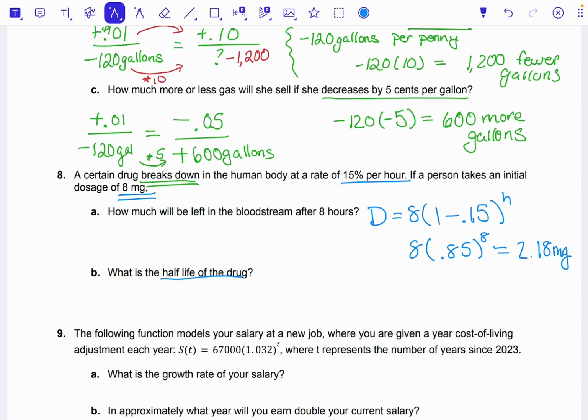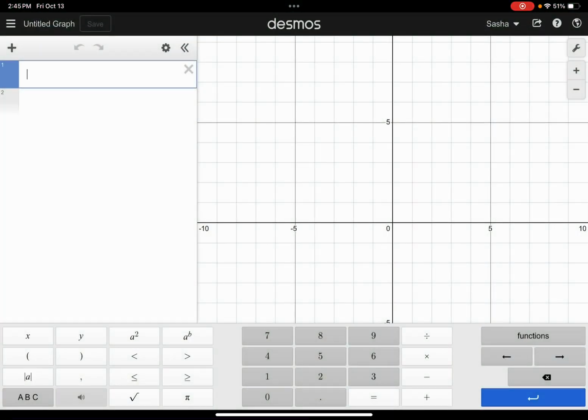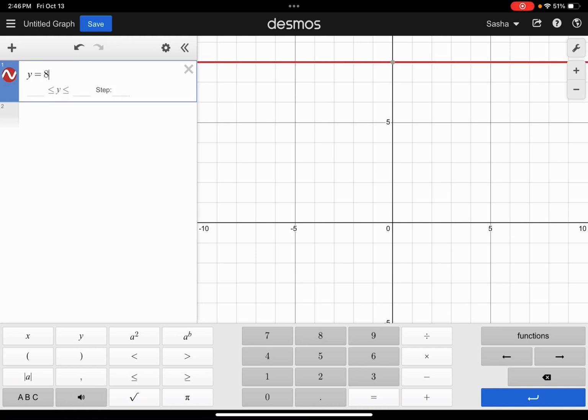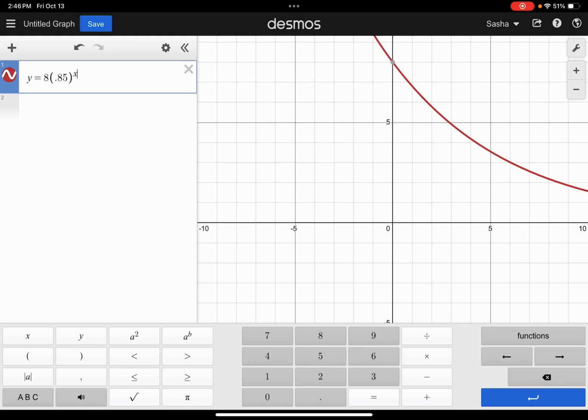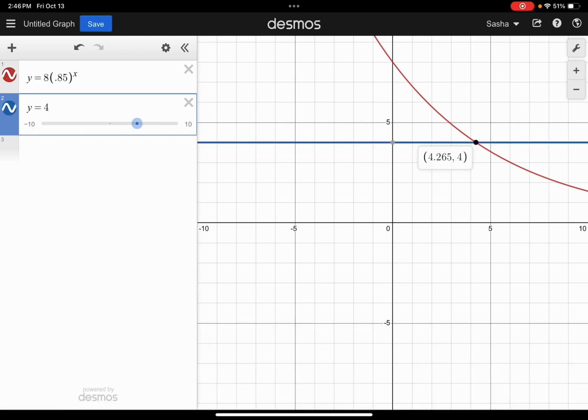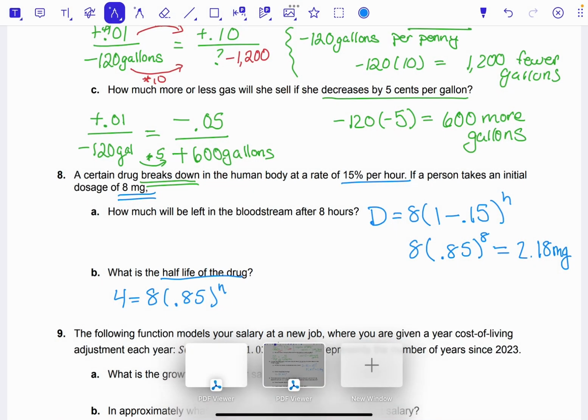Now, for half-life, we could set up an equation: 4 equals 8 times 0.85 to the H, and we could go to our calculator and solve that equation. So remember, the setup would be I'd put in my exponential equation, and then I'd put in what I want it to equal, which would be half the initial amount. And I can go here and see it's about 4.3 hours. So that's one option, and that's okay. That works. That's great.